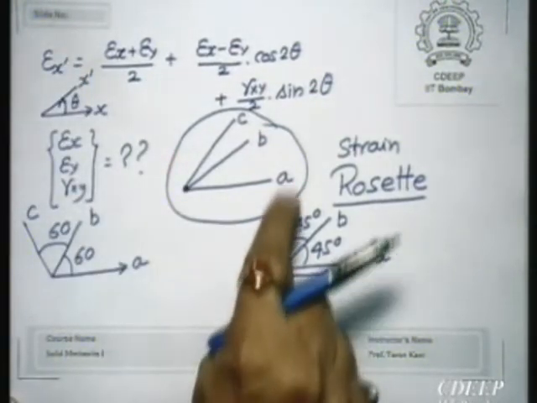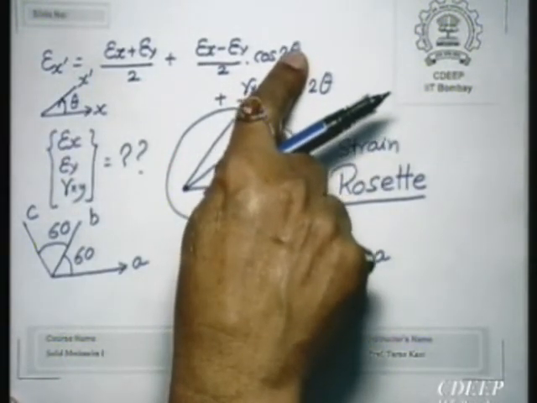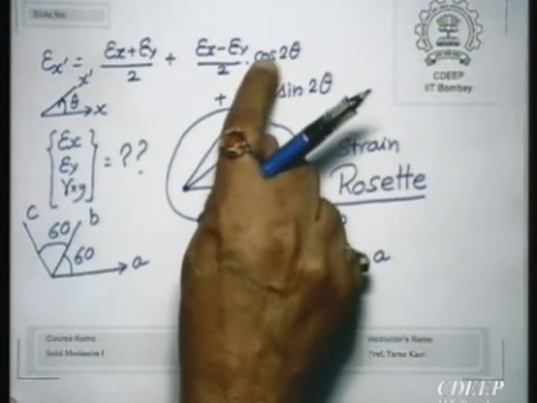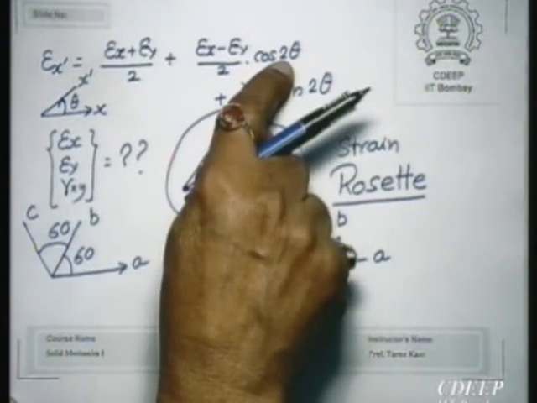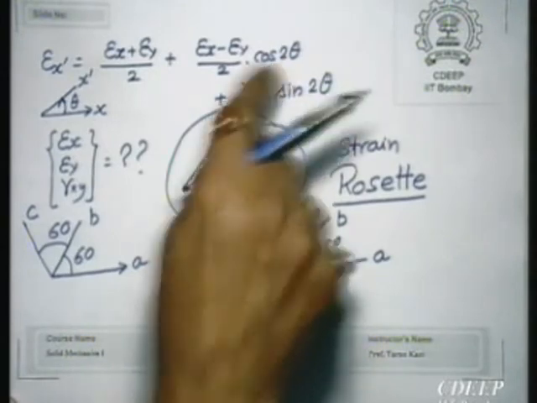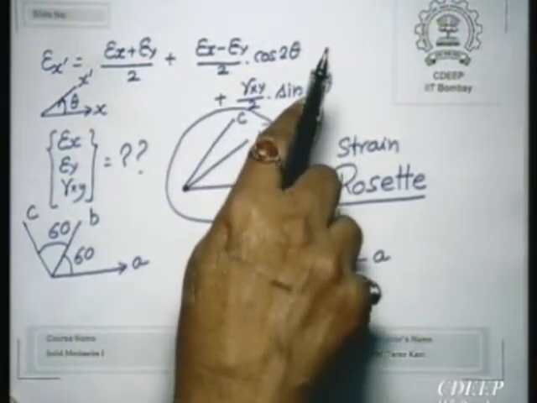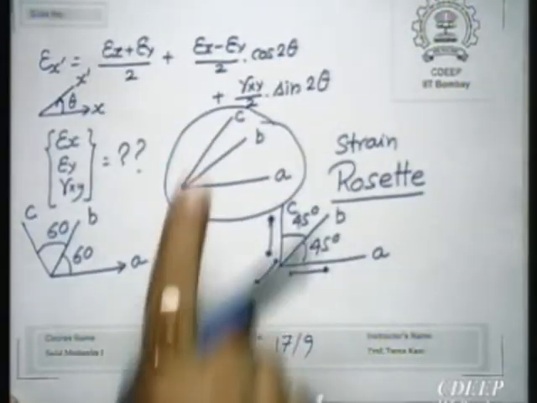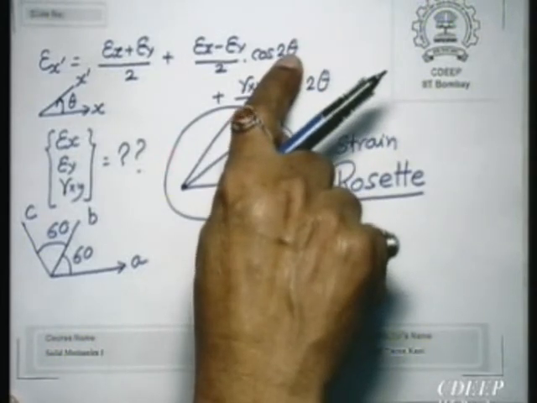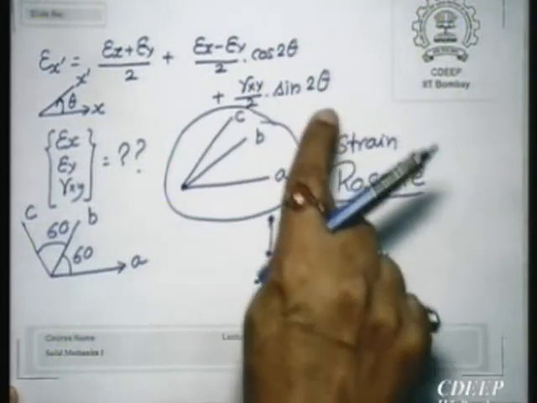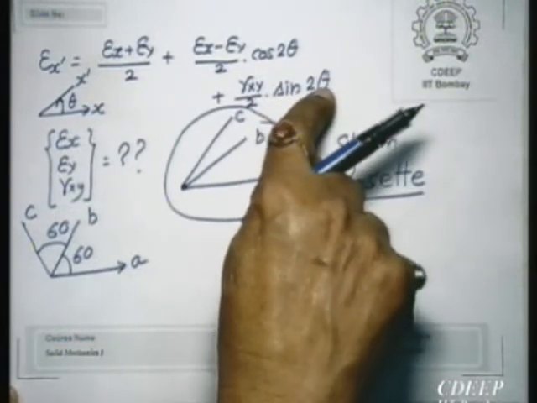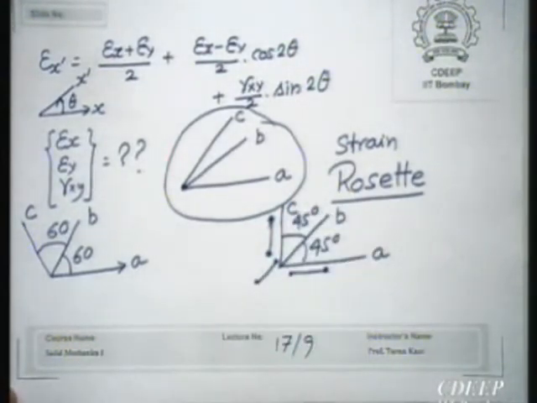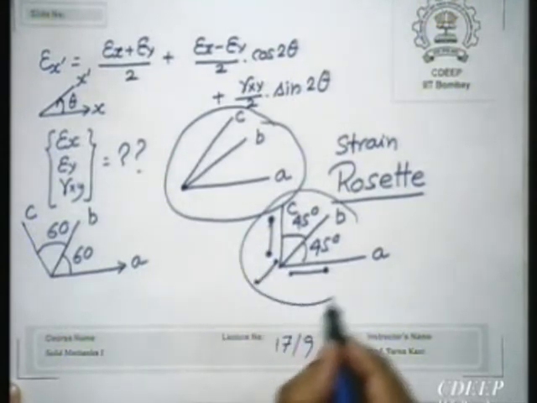Put theta equal to 90 for the vertical one, then cosine 180 equals minus 1, and sine 180 equals 0. For the 45 gauge, 2 theta is 90: cosine 90 equals 0 and sine 90 equals 1. So this one is the simplest, the 0, 45, 90 rosette.